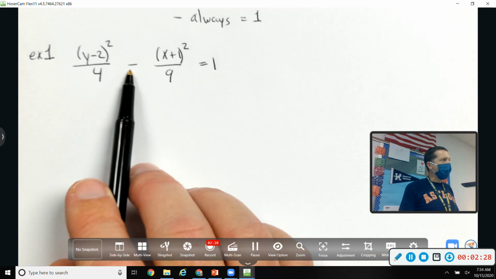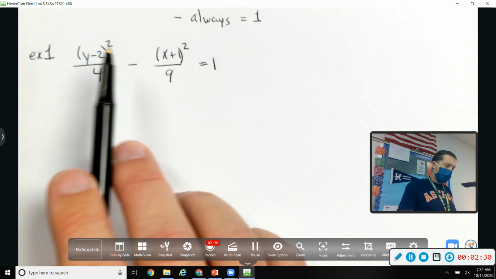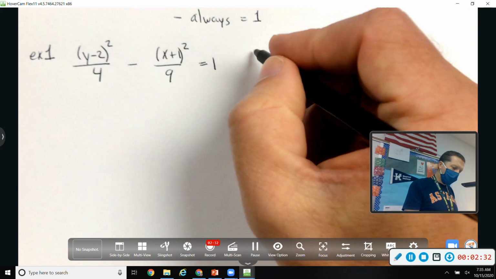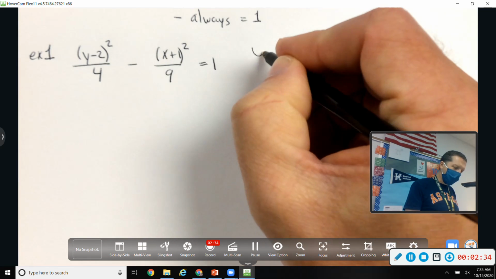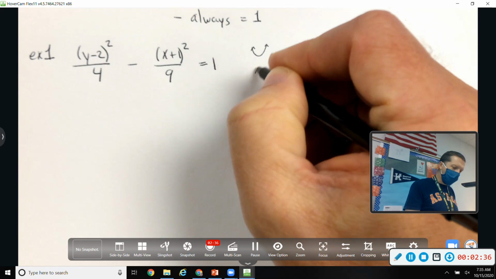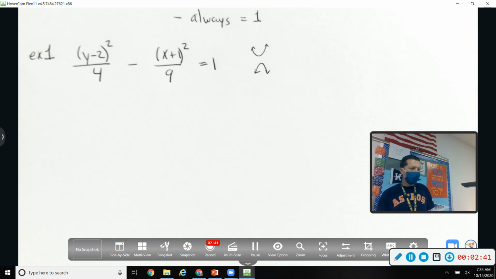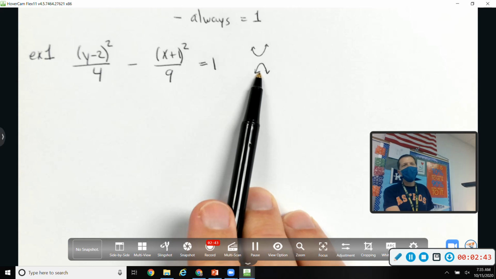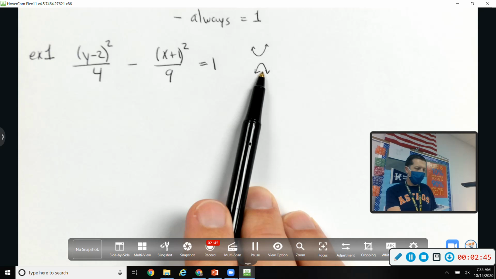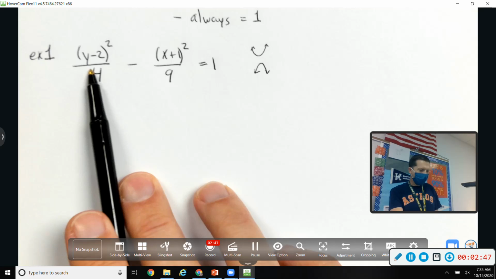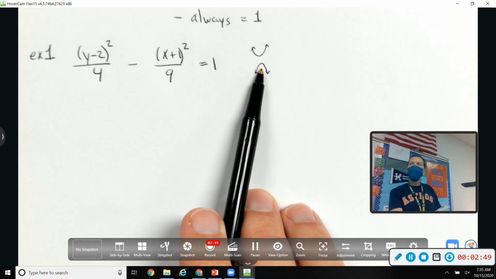It's definitely a hyperbola because of the minus sign. The y thing comes first. So this is one of those things where I would do a little sketch of it even before I write anything else down. I know that when I get done with this problem, it better look something like that, because it's a hyperbola, the y comes first, so it's an up and down hyperbola.